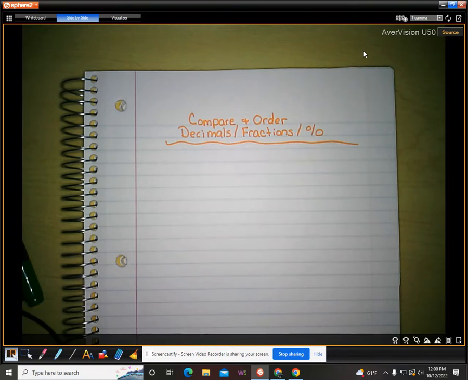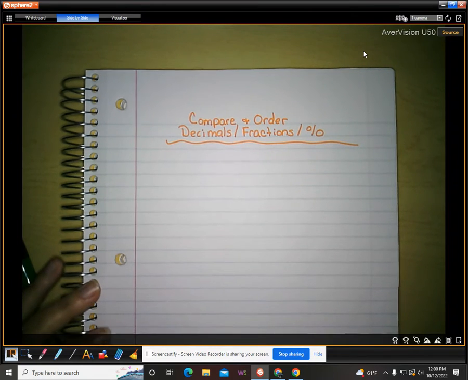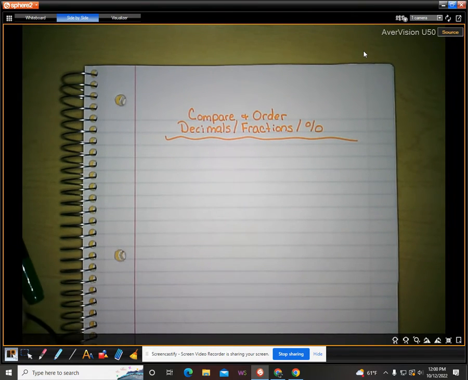What we're looking at today is the actual standard for number sense 3. Being able to take a fraction, a decimal, a percent, any mix of those, and putting them in order either from least to greatest, greatest to least, or comparing the two. The 2 steps that it takes to do this is nothing new. We'll write it down in a second, but the first thing you have to do is change everything to decimals.